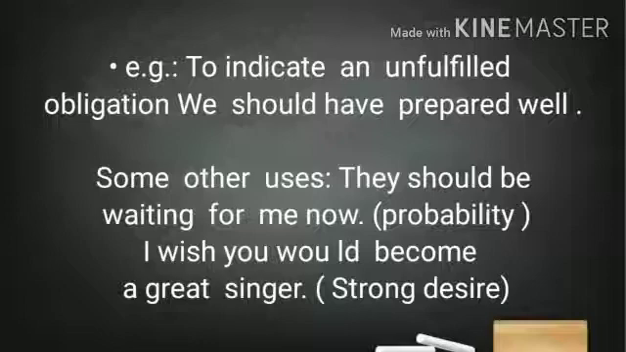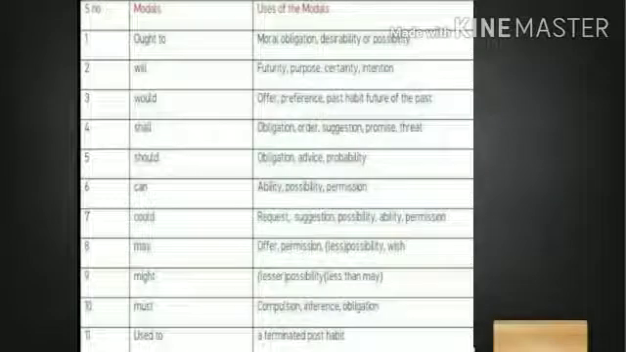Some other uses, they should be waiting for me now. It's a probability. That means they may be. I wish you would become a great singer. It's my strong desire for you. The following table shows the uses of the modals. Ought to, moral obligation, desirability or possibility. Will, future, purpose, certainty, intention. Would, offer, preference, past habit, future of the past.